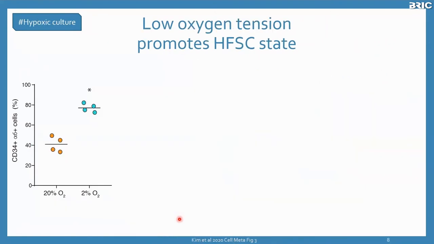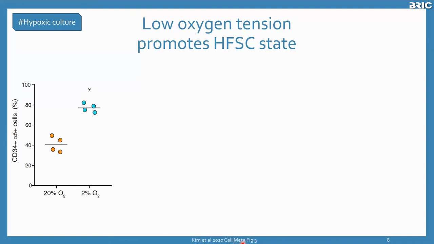Since oxidative phosphorylation requires oxygen, I figured that if I lower the available oxygen level, perhaps that could promote the hair follicle stem cell state. So what I did was I cultured hair follicle stem cells and progenitor cells in 2% oxygen, which was way lower than the environmental oxygen level, which is 20%. And indeed, when I used low oxygen tension, I was able to gain more hair follicle stem cells.